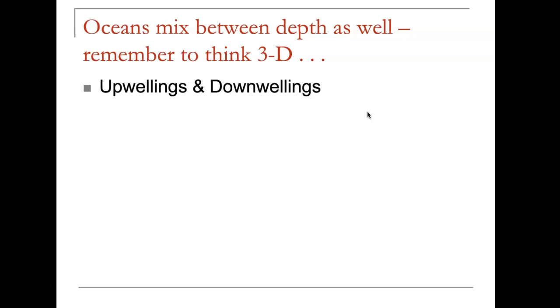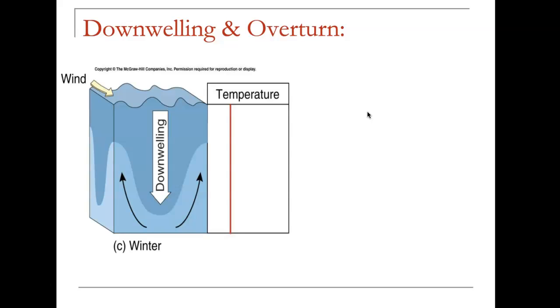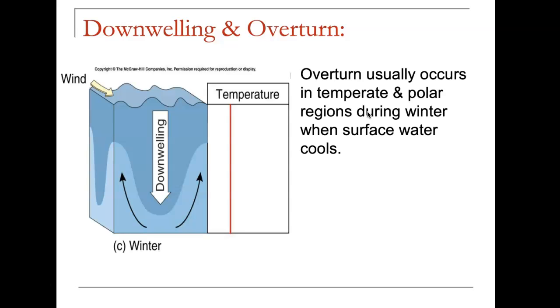So remember, we have to think 3D, right? So we have things called upwellings and downwellings, and this is what's going to help overturn. We call this overturn of water, bringing water up from the very bottom of the ocean, and then bringing water from the top down. And this overturn usually occurs in our temperate and polar regions, especially during winter when the surface water gets really cold. And why is that? Because as that surface water gets really cold, what does it do?